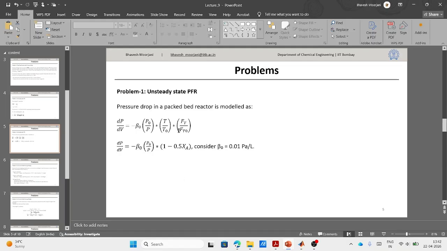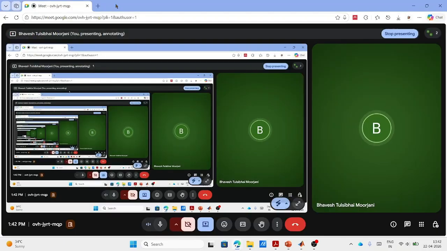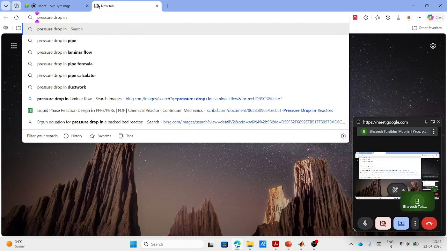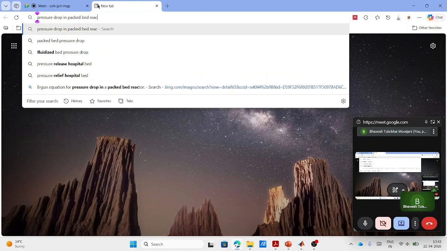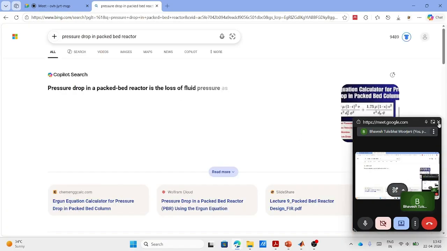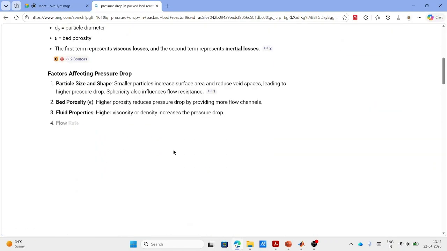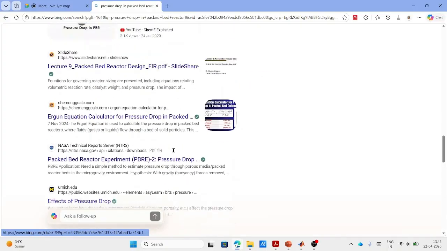Actually, if you would like to look into the pressure drop in a packed bed reactor, then you have to use the Ergun equation, right? So if you search pressure drop in packed bed reactor, the primary one is the Ergun equation, and that equation is given as... not here. I think Wikipedia will give a better answer. It's not.